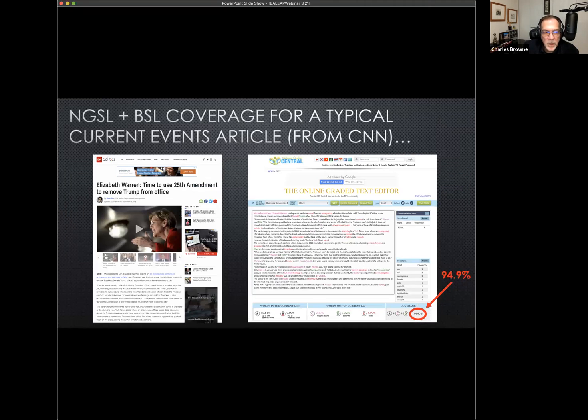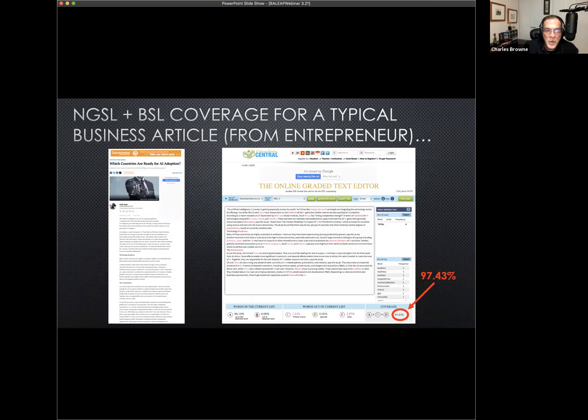Now, if we go on and use the business service list, which is a special purpose word list, you can do the same thing for academic English as well. But what we see here is the NGSL plus the BSL covering a political article. We're getting about 95% coverage, which is pretty good. But the business service list should actually get a little bit better. And indeed, when we look at an article from a business website, this is Entrepreneur, which is really more focused on business, you can see the coverage is jumping up to more than 97%. So NGSL plus BSL is giving that kind of coverage.